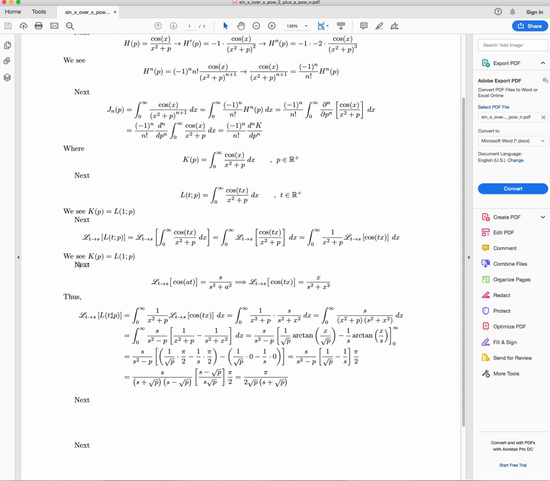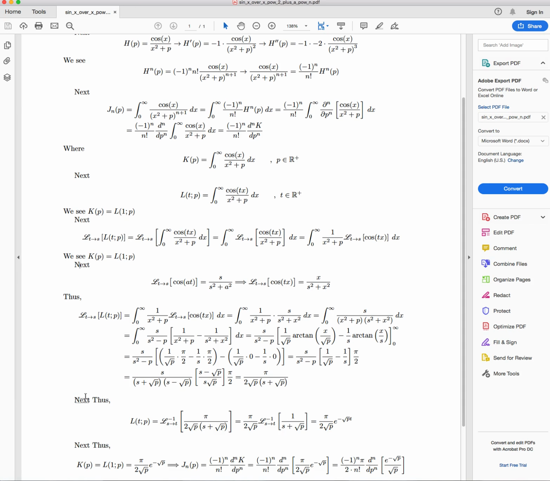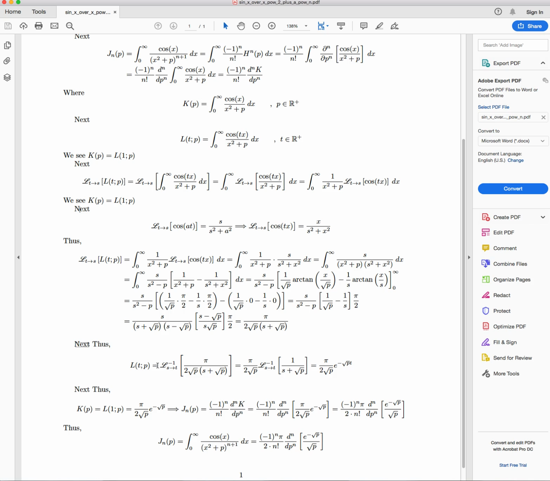Because we want L of t semicolon p, we now take the inverse Laplace transform, which is the next step. So L of t comma p is equal to the inverse Laplace transform of this term. Remember, it's just with respect to s, moving it back to t. So this component and this component is just a constant, so we can bring it out the front. The inverse Laplace transform of 1 over s plus square root of p is just equal to e to the minus square root p t.